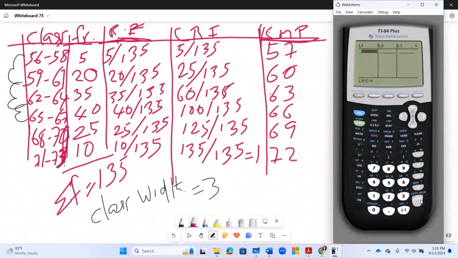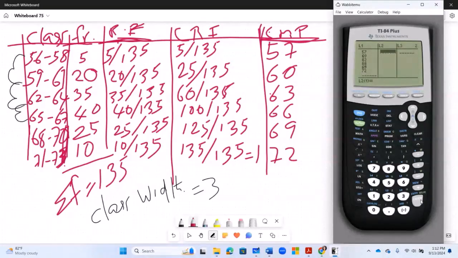All right, so I put the class midpoints in list 1, frequency in list 2. Let's do that. 57, enter. 60, enter. 63, enter. 66, enter. 69, enter. 72, enter. All right, so I'll eyeball what I typed in because human beings make mistakes. Okay, so now I think it is good.